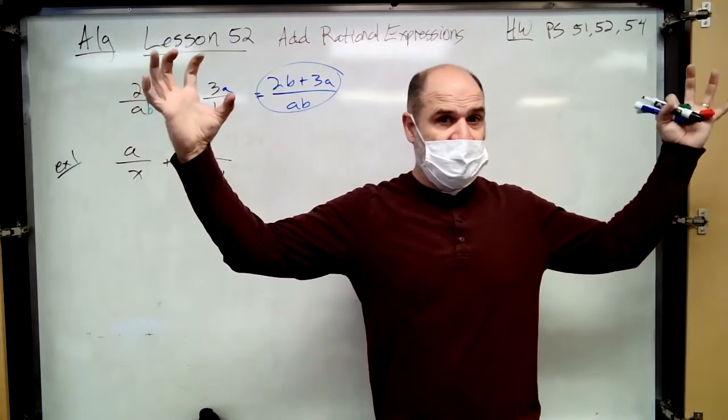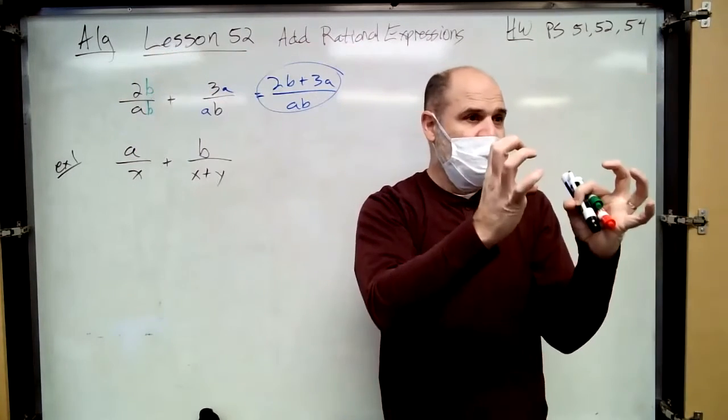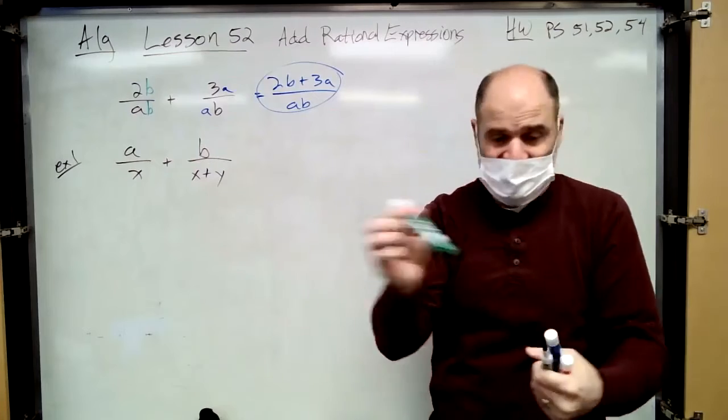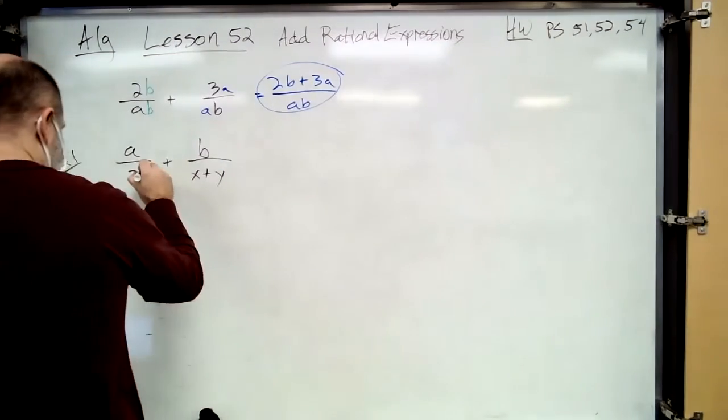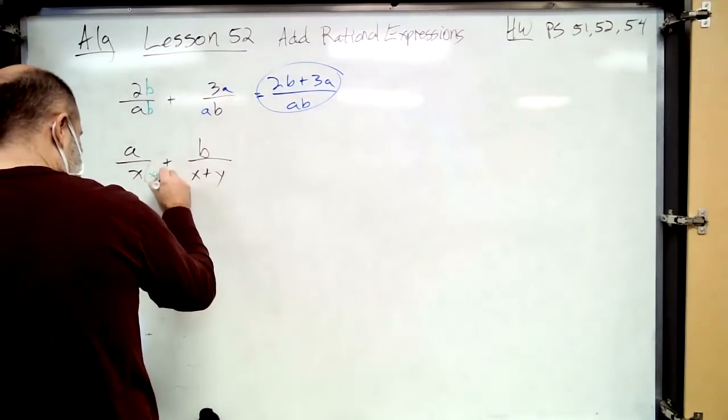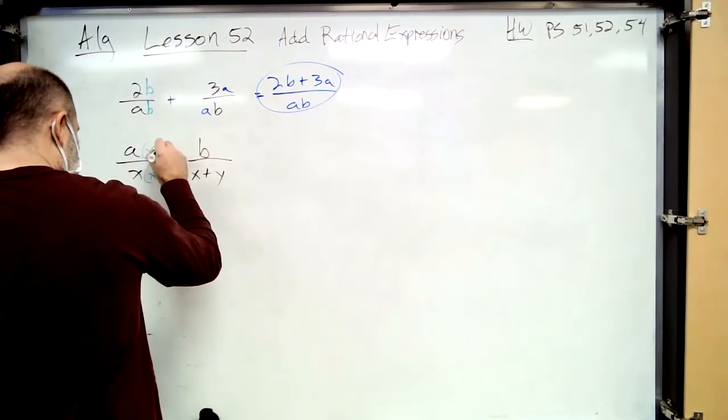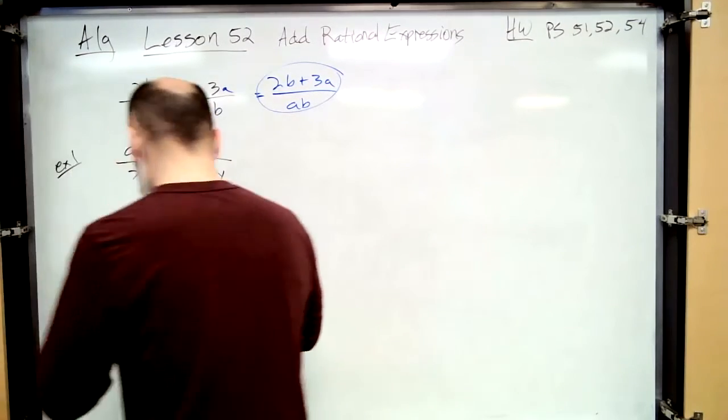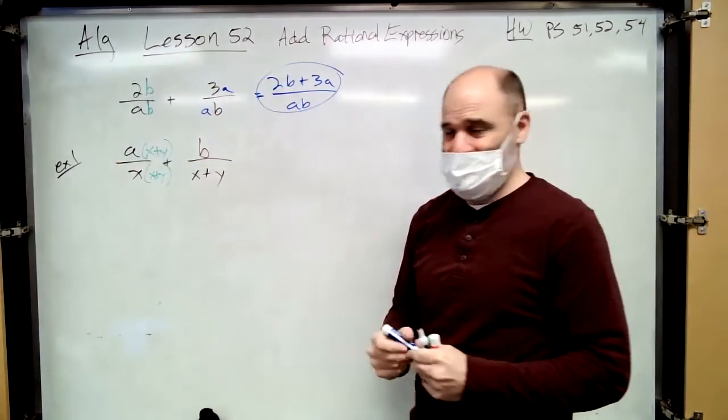So what did we do with those denominators? We just multiplied them together. So that's what we're going to do here. Look at this. So this one needs an x plus y. So the top needs an x plus y. And this one just needs an x.